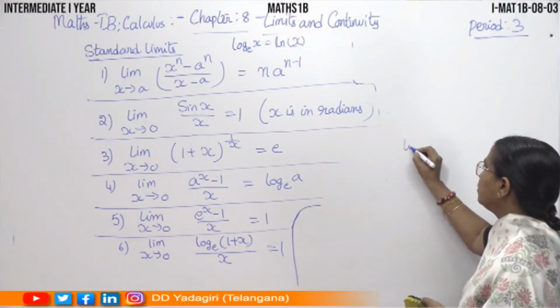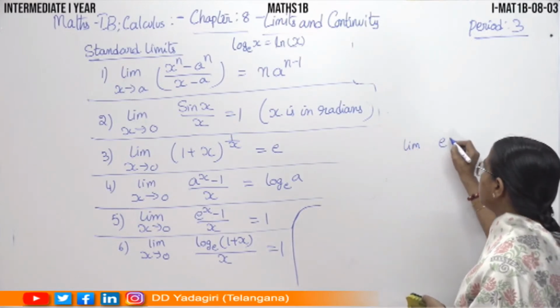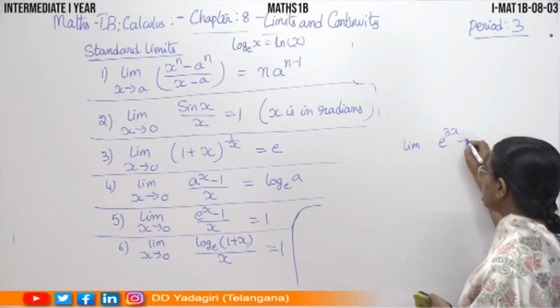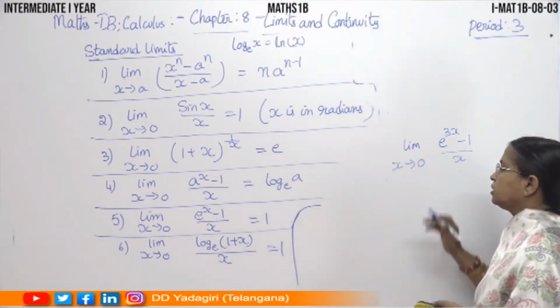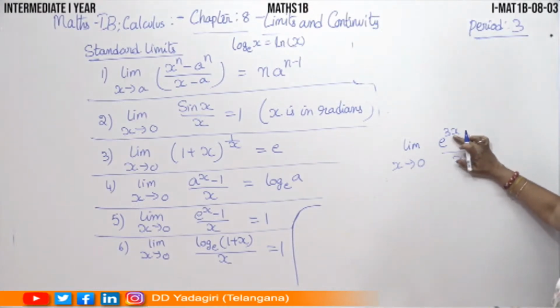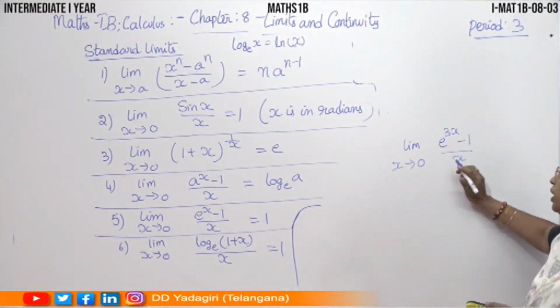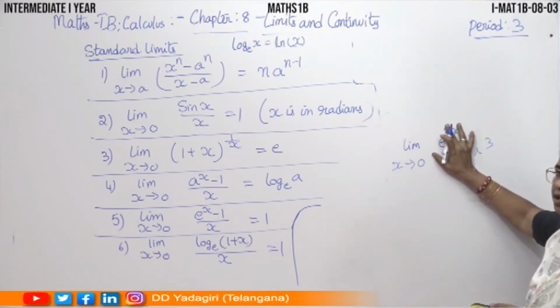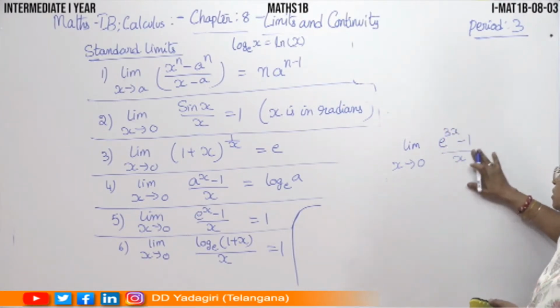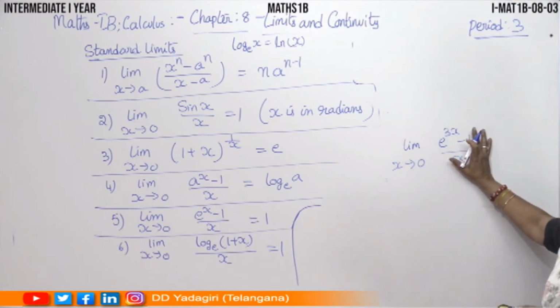So you should reduce it to these forms and then find the limits. Suppose you have the limit of e to the power 3x minus 1 by x as x tends to 0. In the place of x you have 3x. So this also you should make 3. So multiply and divide by 3. The value of the function should not change. It has been given like this, so this function only it should be.